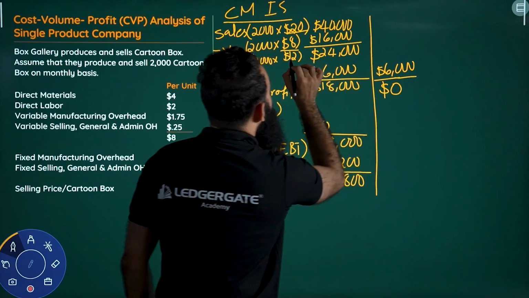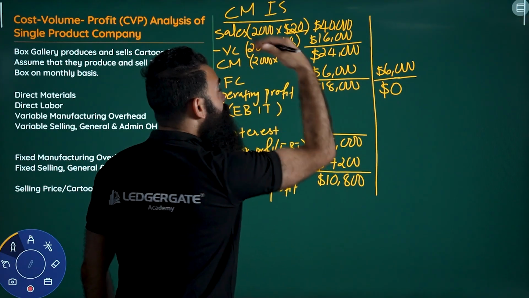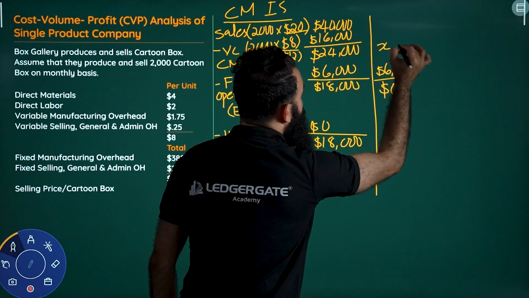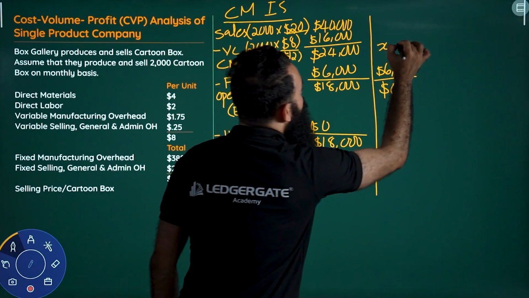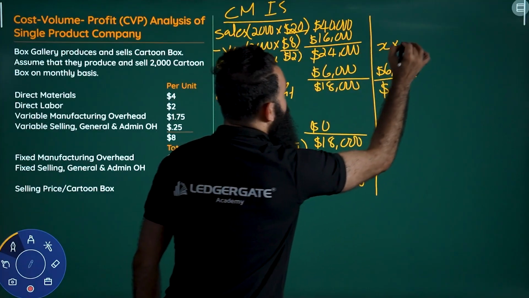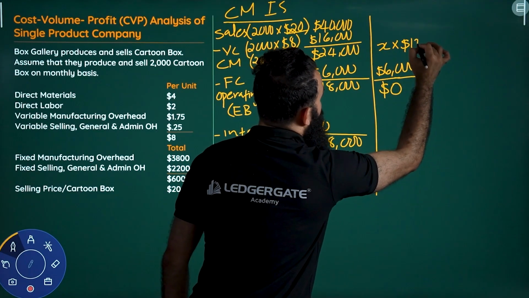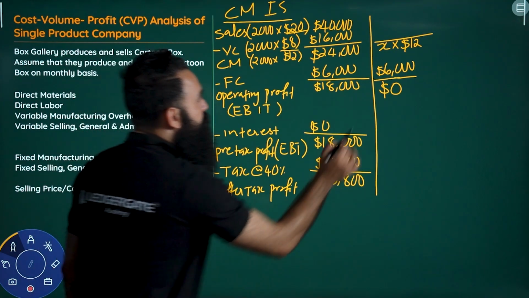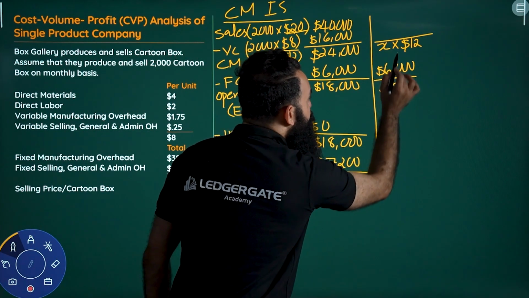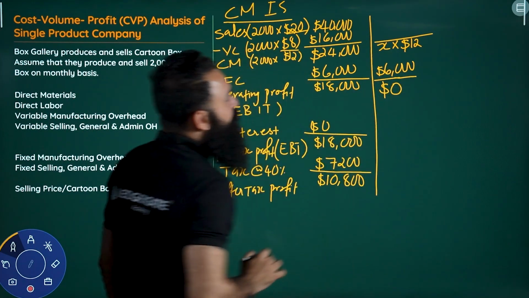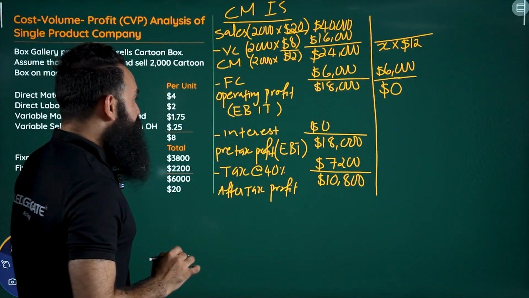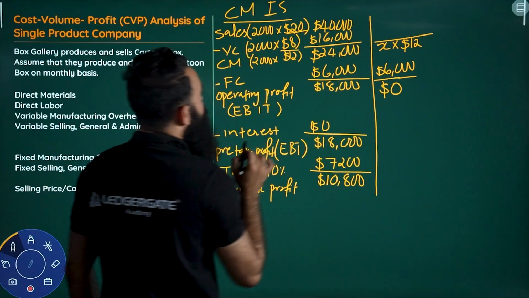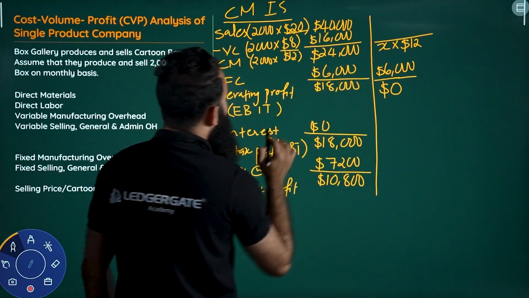So this is never going to change, but this will change. This will be some other units, so that we don't know. That's why we are putting X. X into this one never changes, right? X into $12, this is our contribution margin. From that contribution margin, if you are deducting fixed cost, we will arrive at profit, right? And when it comes to here, we can fill in the same manner.